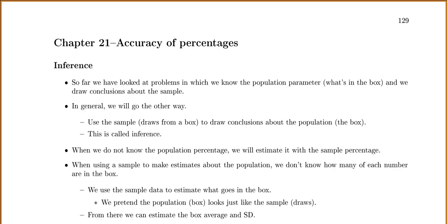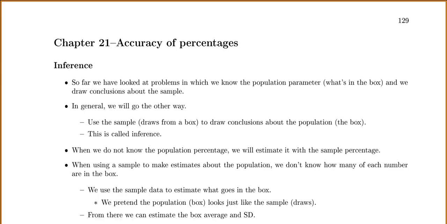Once again, we're going to use our sample to draw conclusions about the population, is usually what we're going to be doing. Now our sample, we can relate that to the draws from the box, and the population represents the entire box itself. And this is called inference when you use the sample to draw conclusions about the population. So for example, if we don't know the population percentage, we're going to estimate it with the sample percentage.